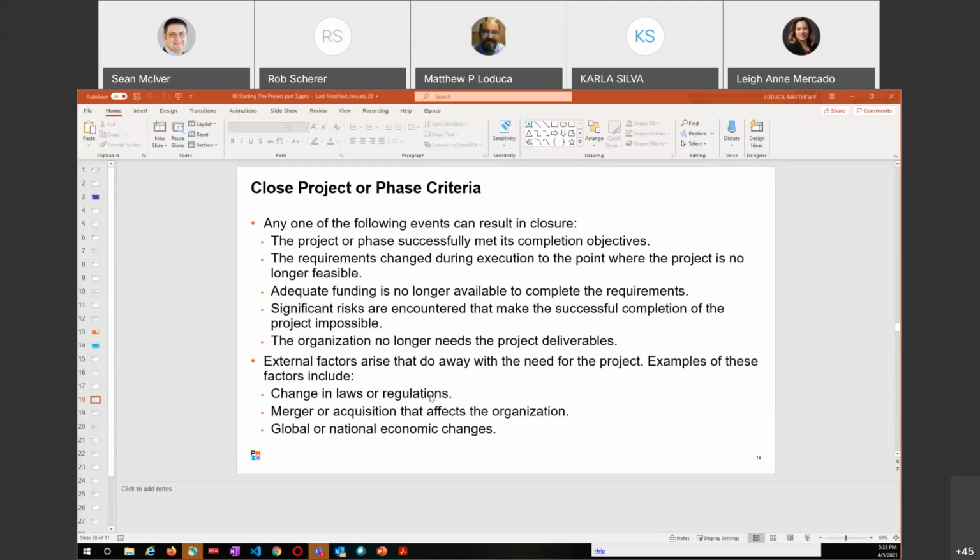Global or national economic changes. So again, hey, the people that want it can't afford it anymore. That is an example of an economic change, or the project isn't really viable anymore. It's going to cost too much. People aren't going to use the product because it costs too much to use it now because of changes in the economic environment.